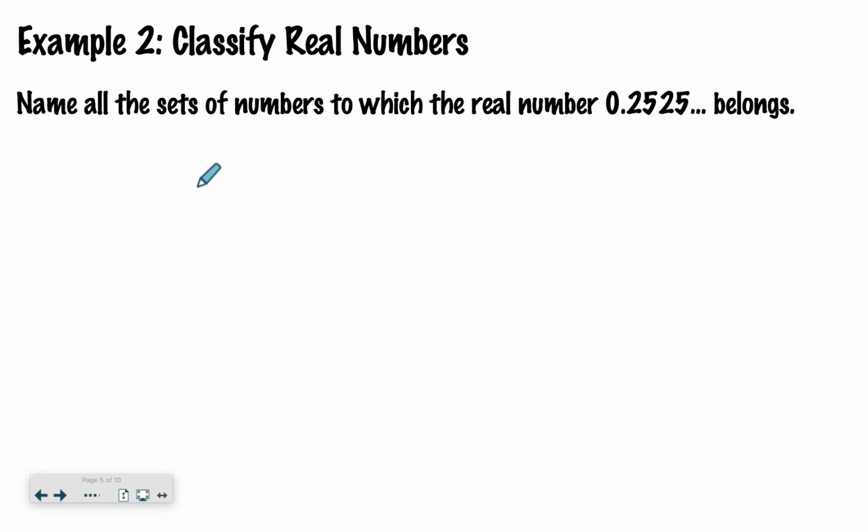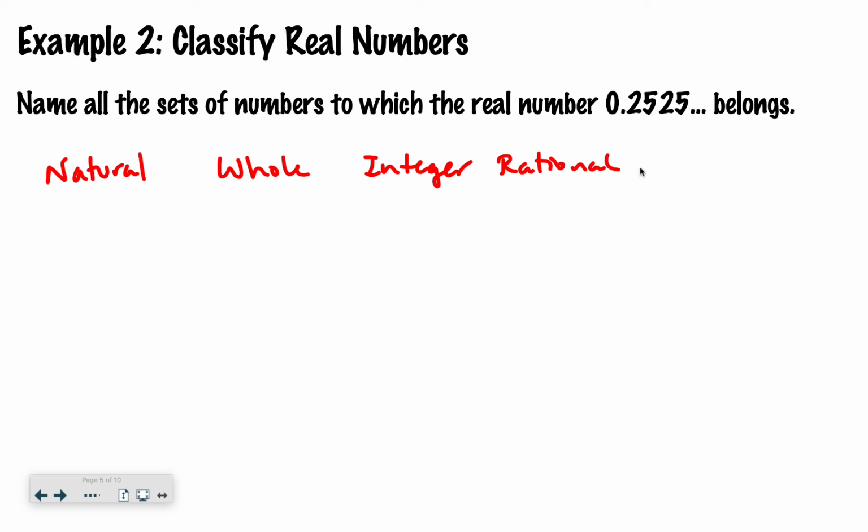All right, now let's look at example 2, where we want to classify real numbers. So we want to name all of the sets of numbers to which the real number 0.2525 belongs. So remember, our options are natural, whole, integer, rational, and irrational. So let's go through that.